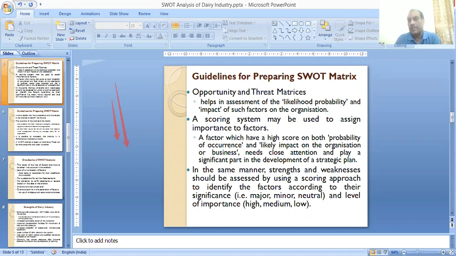So major, minor, and neutral impact, we have to identify, we have to classify the factors according to them, and the factors which have major importance should be accorded highest priority while we are making a strategic plan. And then level of importance. So which factor has high importance, which has medium importance, and which has low importance.